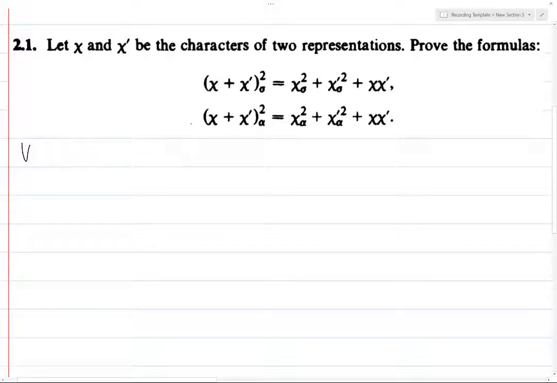So, for all s in G, chi plus chi prime squared of... I'm going to write this as beta, and beta is going to take the place of sigma and alpha, and I'll explain when it does what after the computation. Actually, no, let's do that before.